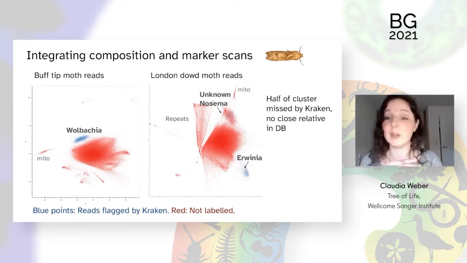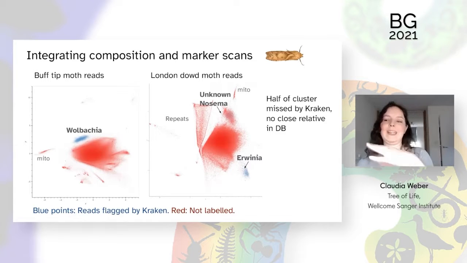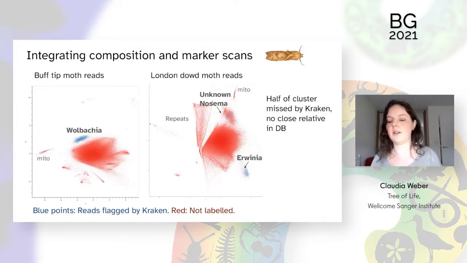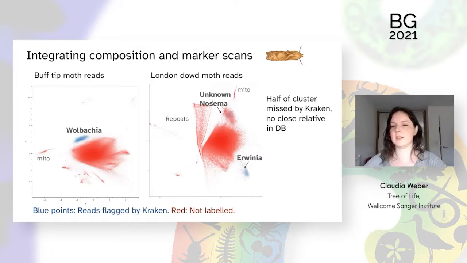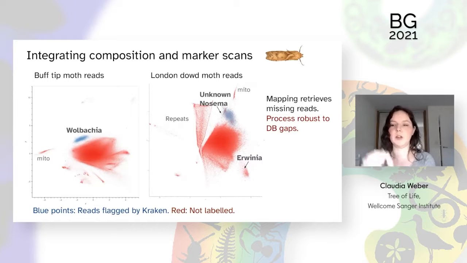The second example is a bit more interesting because we start getting into the issues of having database gaps here. So the London dowd, which is another moth, also has a bacterial infection. So there's a cluster of Erwinia at the bottom. And at the top, there's a cluster that's sort of half labeled as coming from Microsporidium, but it looks as though half of these reads have been missed. So that suggests that maybe we're just missing something that's close enough in the database. And we were able to confirm this by performing a mapping step, which shows us that this all actually belongs to the same entity. So we can make this process robust to those database gaps.